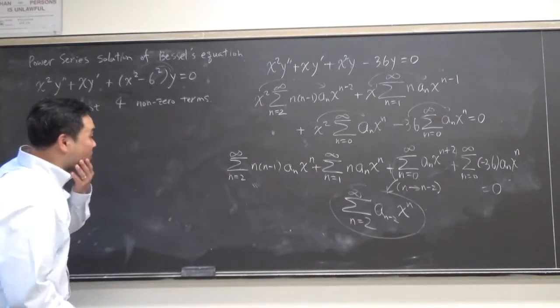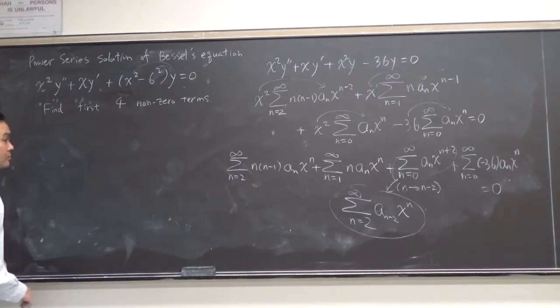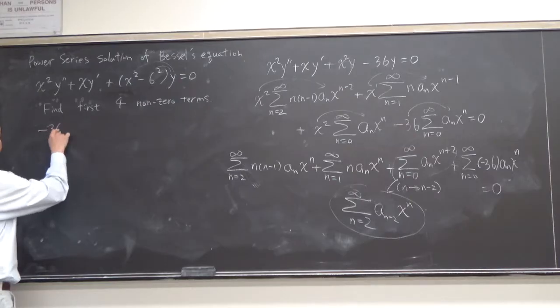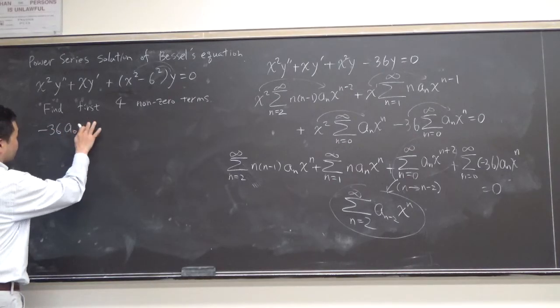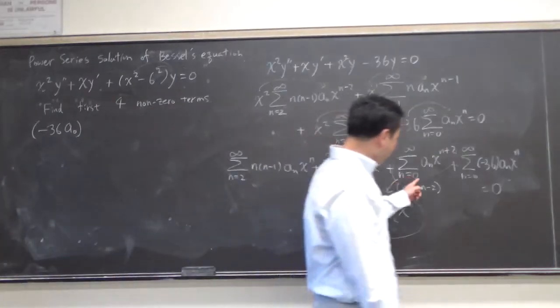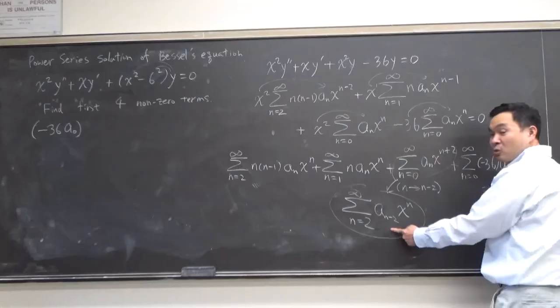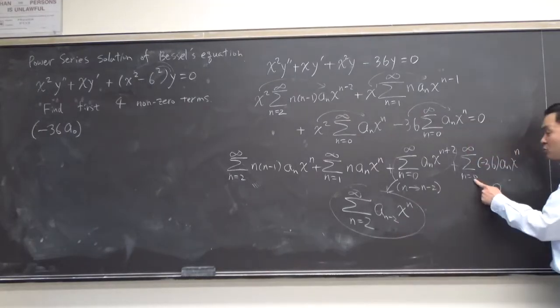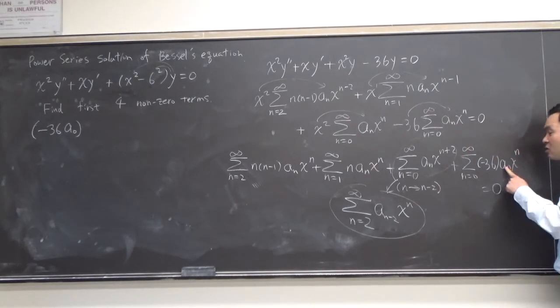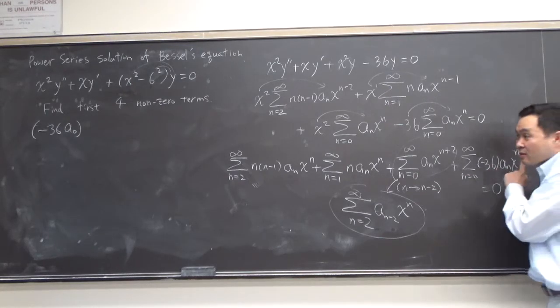What do we get from n equals 0? That's what we get. They don't produce anything. This one doesn't produce, this one doesn't produce, this one doesn't produce. But this one does. When n is equal to 0, you get negative 36 a0 x to the n.